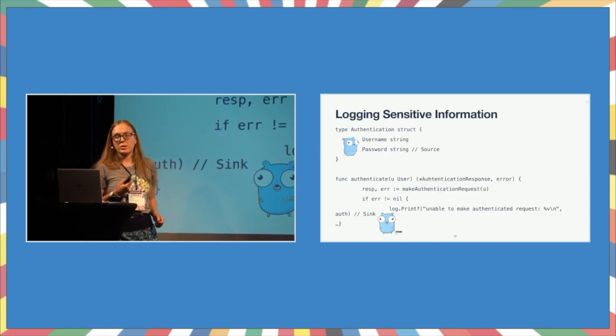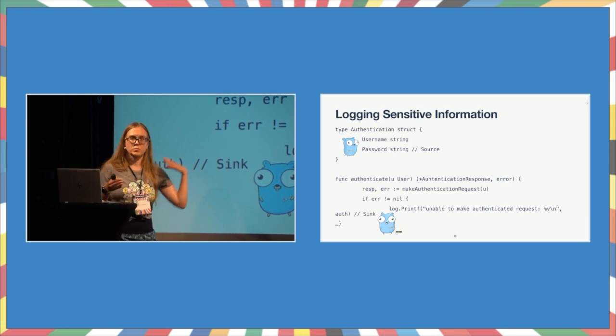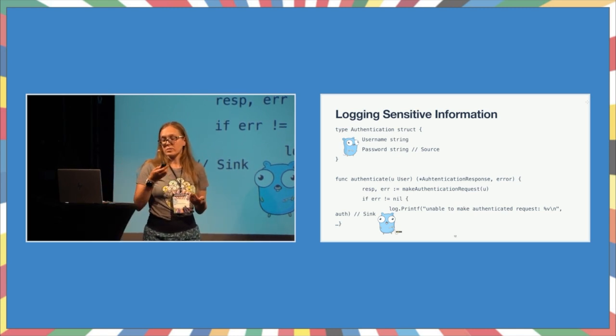The other example would be logging of sensitive information. For this example, I created a simple struct, which is called authentication. You have also seen it before in the definitions, where we have a username and a password, and of course our password is the source. And we have the function authenticate with a log statement, and we don't want our password to reach the log function, which is our sink.